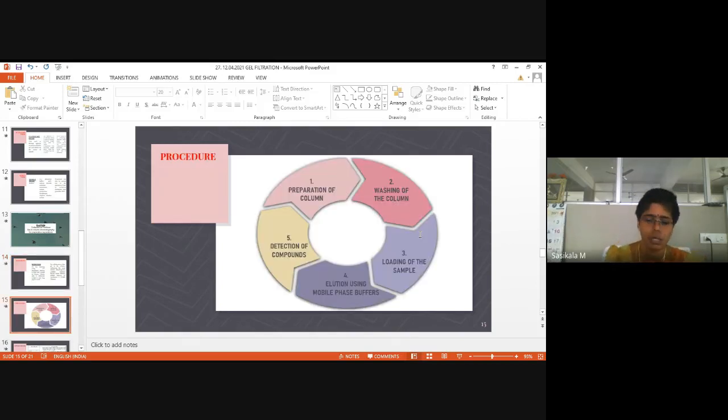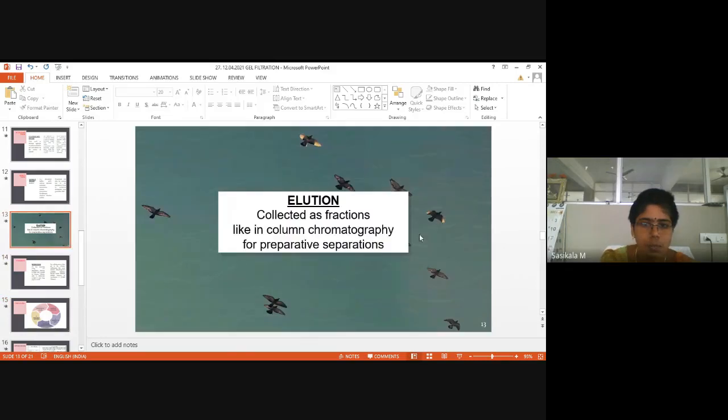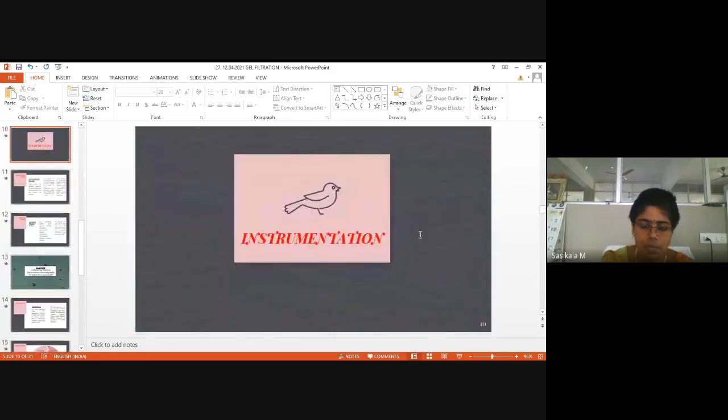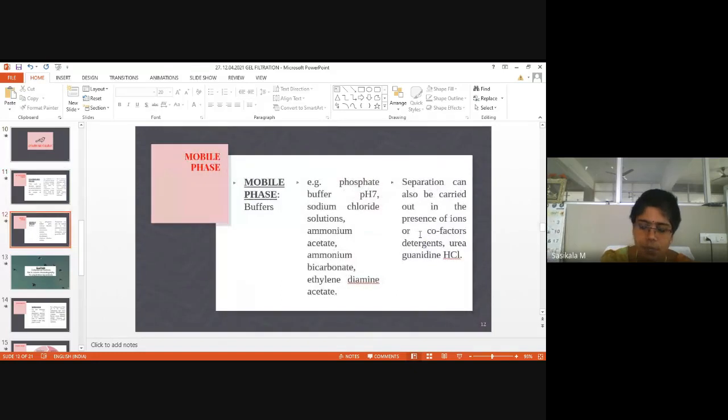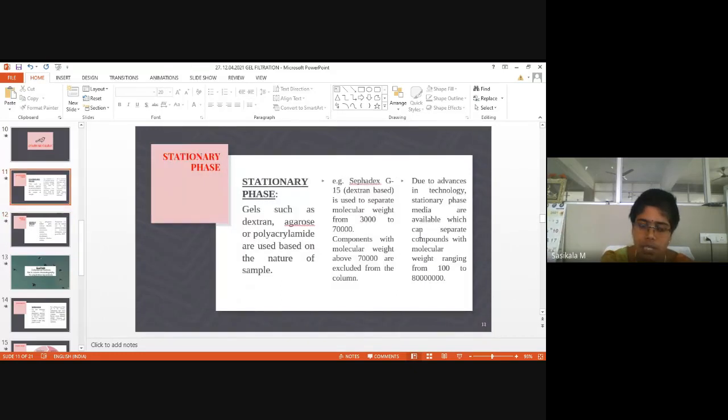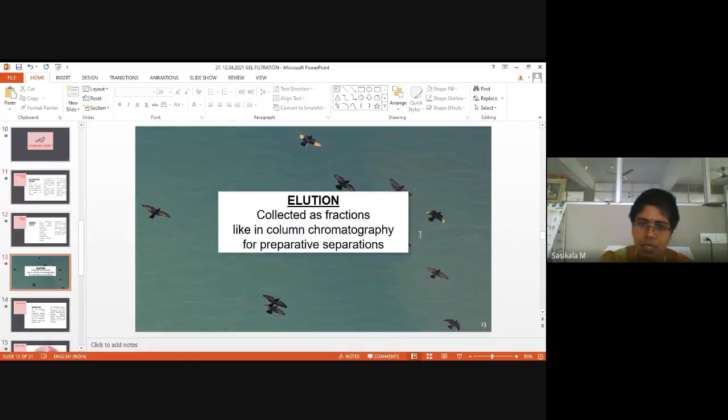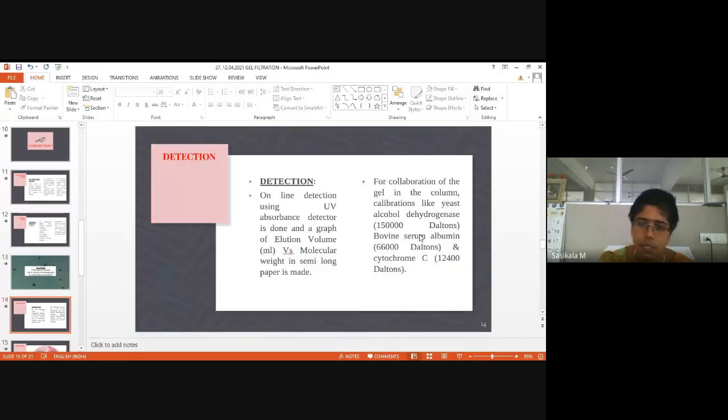Coming to the procedure, now you have seen the instrumentation parts of gel permeation chromatography. In HPLC itself, the solvent delivery system, the mobile phase will be buffers, and the column stationary phase will be made with either dextran, agarose or polyacrylamide gel. Then elution may be done either in analytical or preparative form. Then detection with the UV visible detector is done.